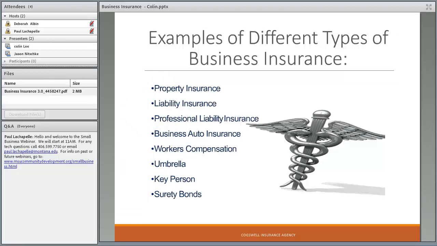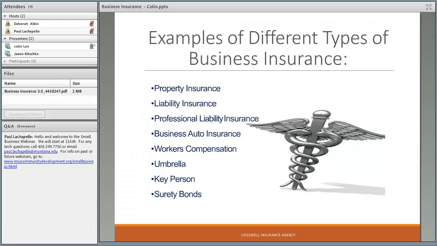And the first one you can see there's property insurance. That's a very common type of insurance for all businesses. So most businesses have property by far, but the most common for a business is liability insurance. Every business has to have liability insurance. Another common one is business auto, and you can see that below there, and workers' compensation. Those four are pretty common.